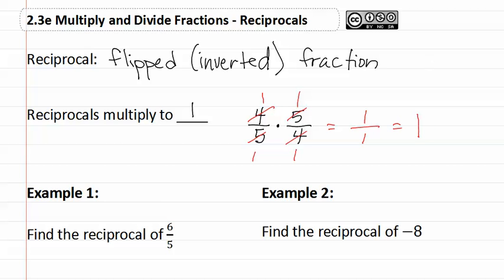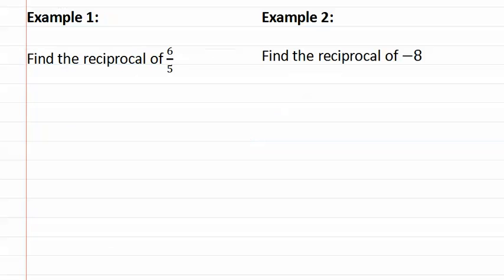Let's look at this in the examples below. In example 1, it says find the reciprocal of 6/5. This means I take the numerator and place it in the denominator, and the denominator and place it in the numerator. And I have my reciprocal, which is 5/6.